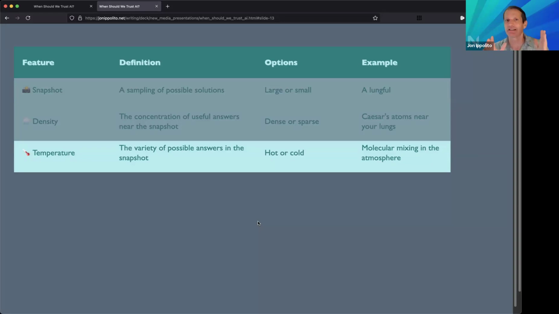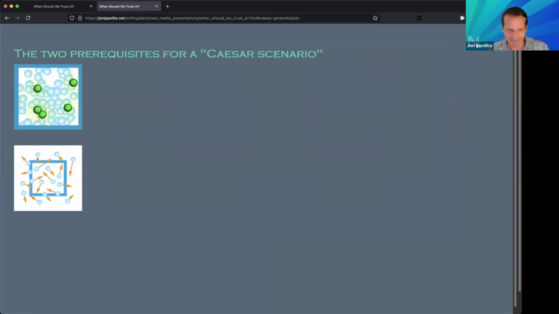And that's, I think, a much more mechanistic, maybe less colorful, but a much more accurate way of thinking about large language models. And we want to think about them the right way if we're trying to decide whether we should use them or not. So this, I'm calling it the Caesar scenario.